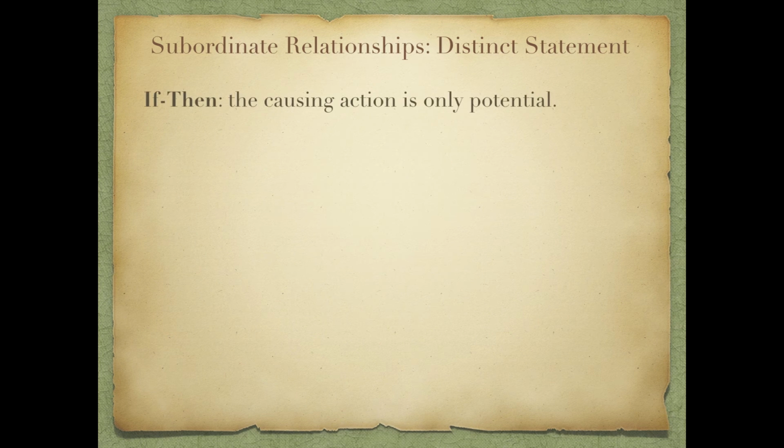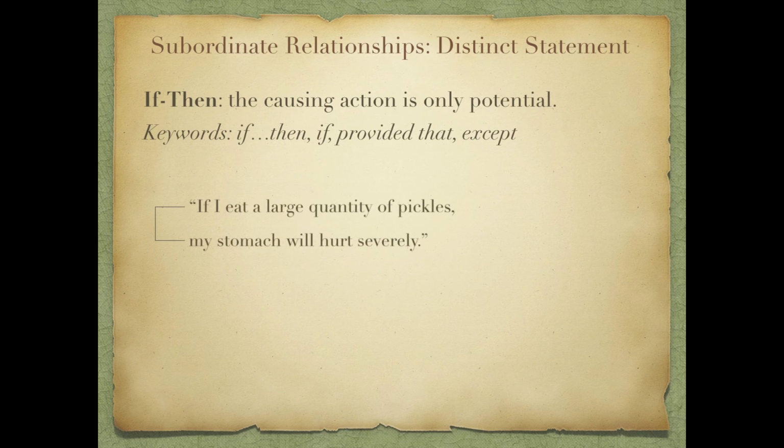The next one is if then. In this subordinate relationship, the causing action is only potential. We use logically the words if then, if, provided that, or except. Okay. If I eat a large quantity of pickles, my stomach will hurt severely. So the first one is the if, the second one is the then. Notice in the second clause, then isn't actually in the text, but I could supply it if I was confused about what exactly this was trying to say and make more sense of it, right? If I eat a large quantity of pickles, then my stomach will hurt severely. Yes, that seems to be the sense of the sentence.